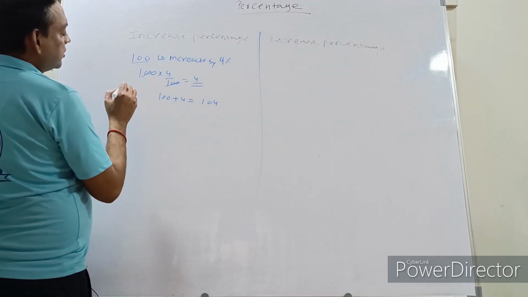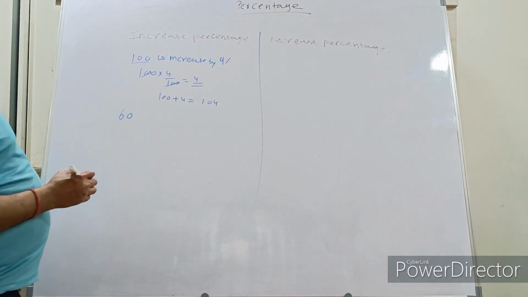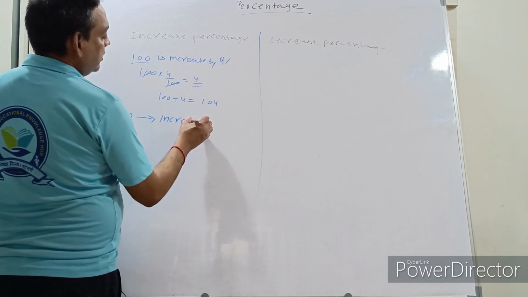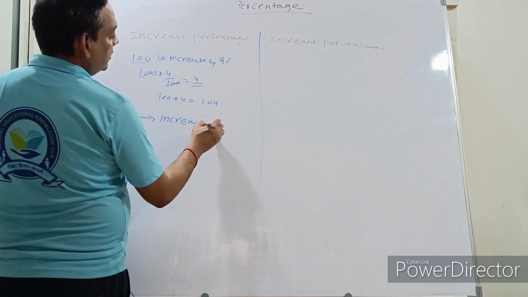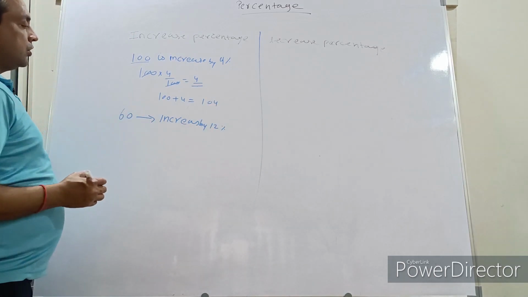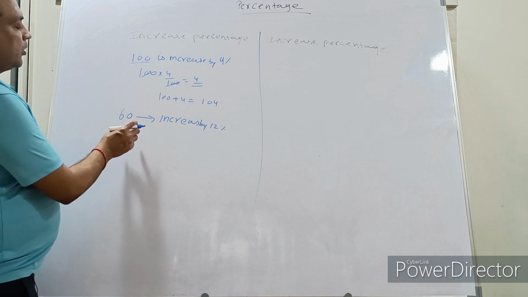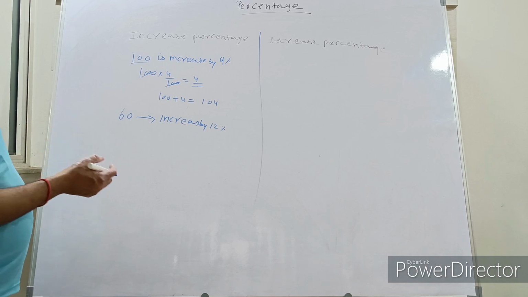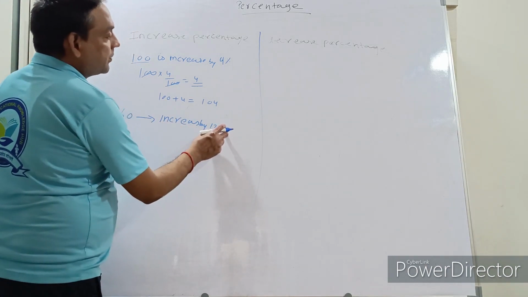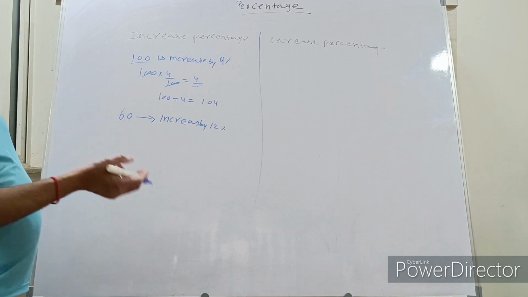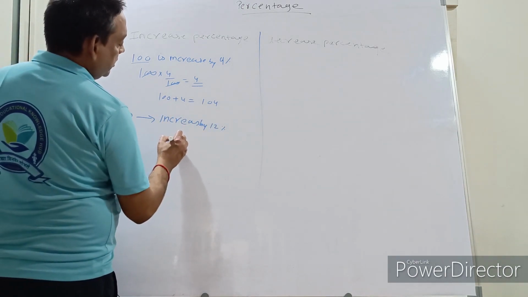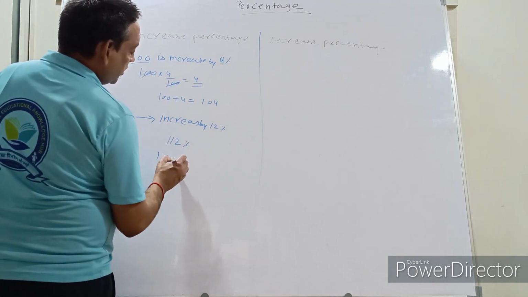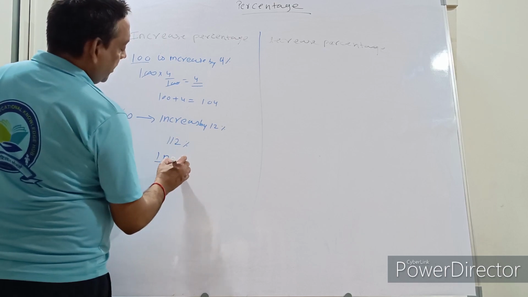Suppose we have an original number 60, it is increased by 12%. Okay, so there are two ways to solve this. One, you first find the 12% of this number and then add it to the number. Or you can do it this way: the original percentage is 100, it is increased by 12%, so it becomes 112%. So 112% is the new number, that is 112 upon 100 multiplied by 60.